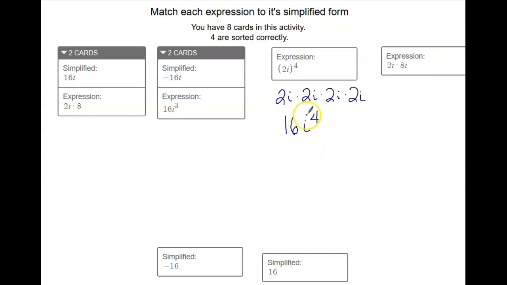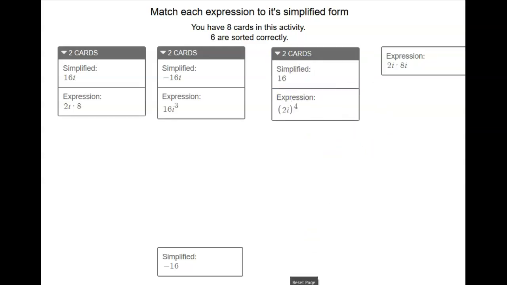Well, i to the fourth is the same thing as 1 because i to the fourth is the same thing as i squared times i squared. i squared is negative 1, so negative 1 times negative 1 is 1. So this would really just be 16.